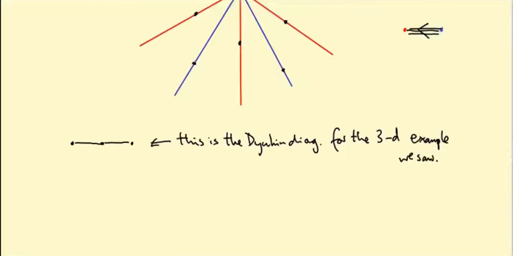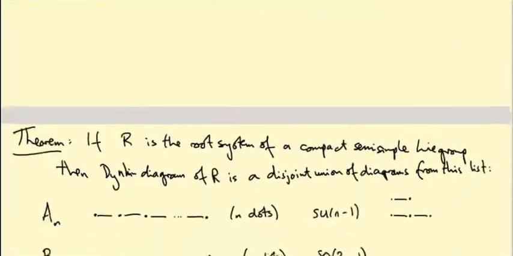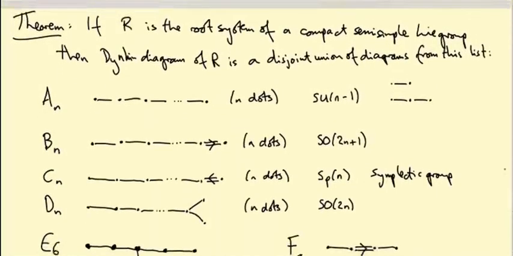Okay, I'm just going to state the classification theorem now for the Dynkin diagrams of root systems. So here we go. If R is the root system of a compact semisimple Lie group, then the Dynkin diagram of R is a disjoint union of diagrams from the following list.